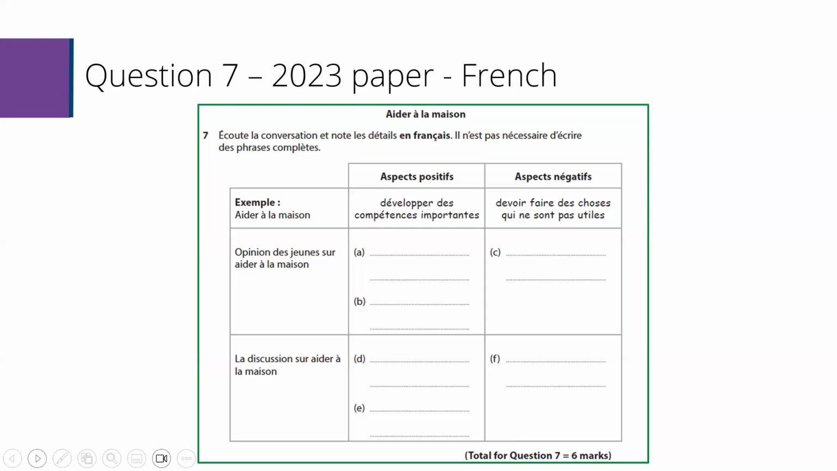And they listen to the conversation, and they're going to hear a set of positive aspects and a set of negative aspects. So a set of opinions that they're going to hear. So the opinion of the young people about helping at home, and the argument for helping at home. Okay, and those are the categories they need to answer in note form.